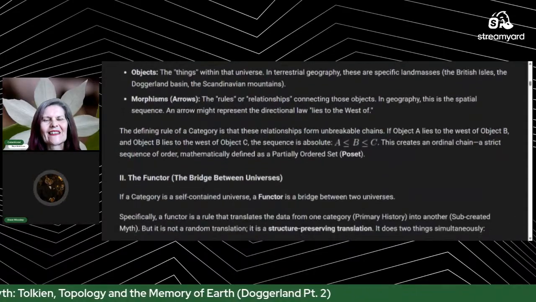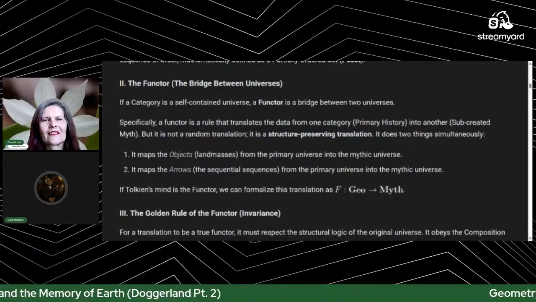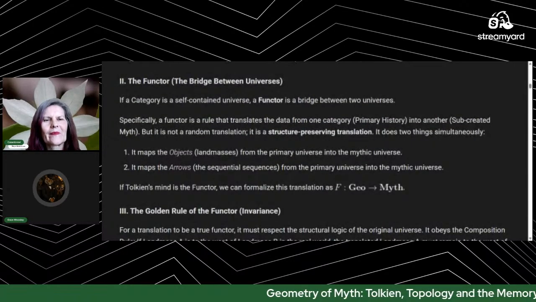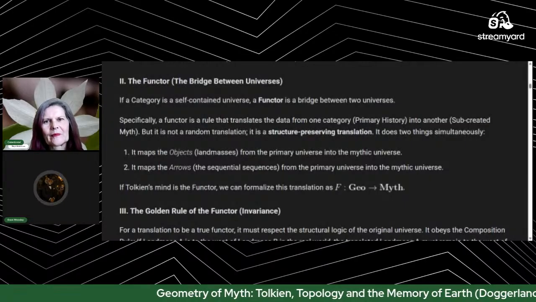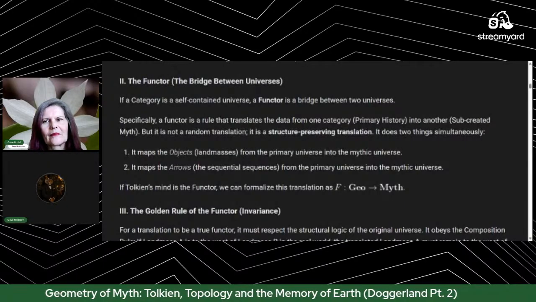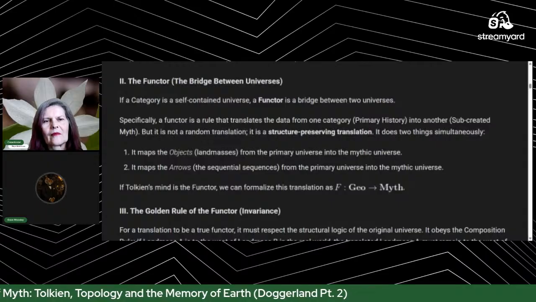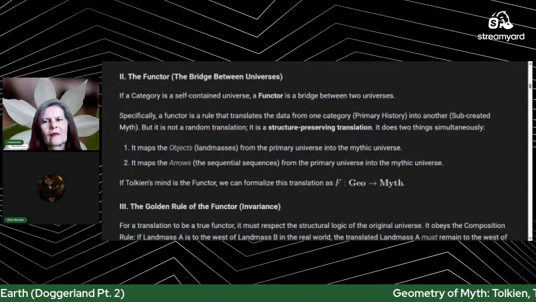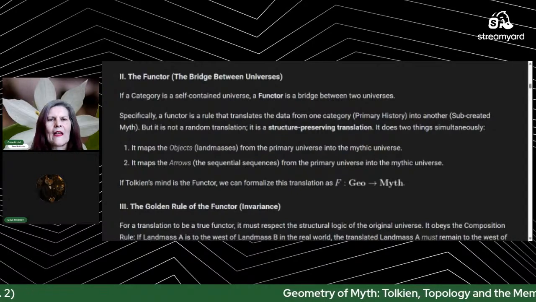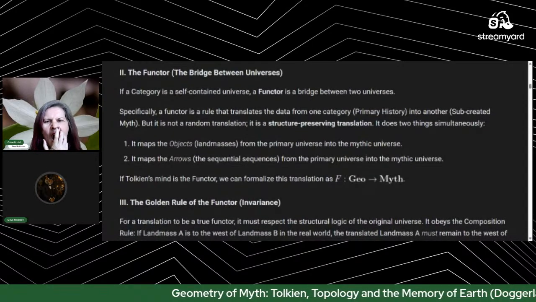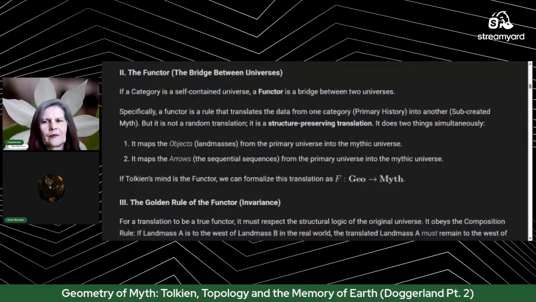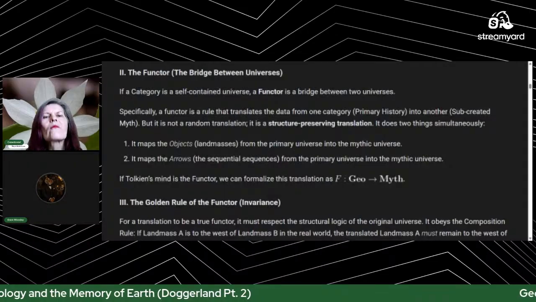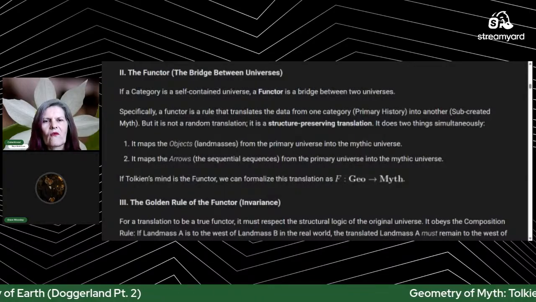The functor, the bridge between universes. If a category is a self-contained universe, a functor is a bridge between two universes. Specifically, a functor is a rule that translates the data from one category, primary history, into another, subcreated myth. But it's not a random translation. It's a structure-preserving translation. It does two things simultaneously. It maps the objects, landmasses, from the primary universe into the mythic universe. It maps the arrows, the sequential sequences, from the primary universe into the mythic universe.